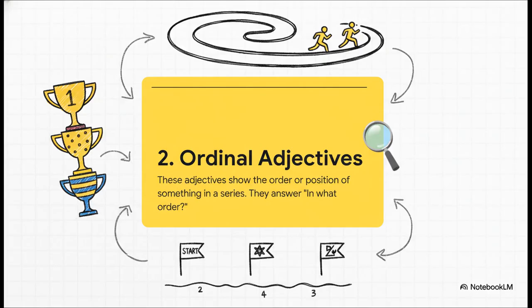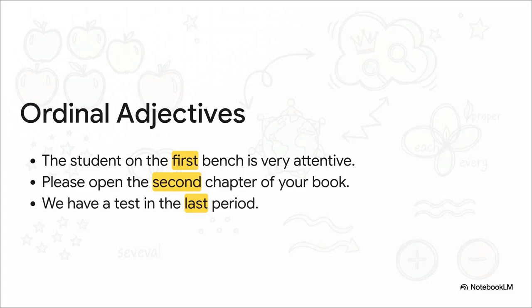Next, we have ordinal adjectives. Now, if cardinal adjectives are about counting, ordinal adjectives are about ordering, or telling us the position of something. So instead of answering how many, they answer the question, in what order? Let's take some familiar examples from our school life.